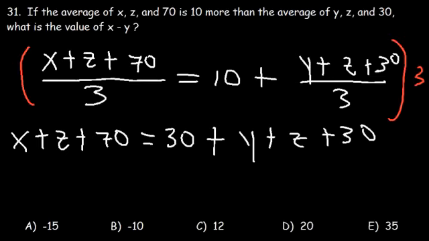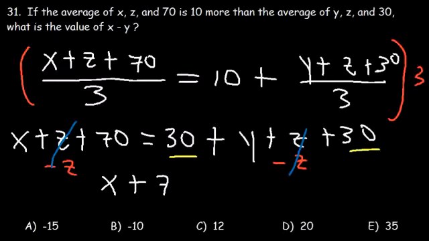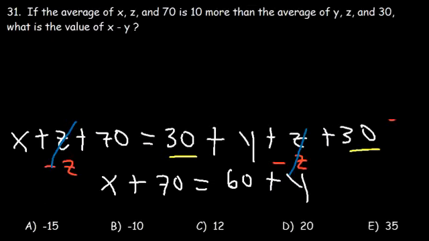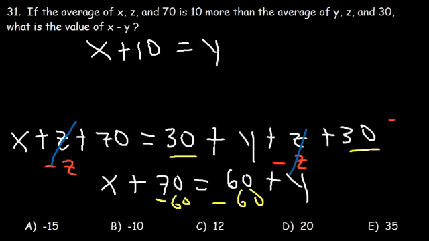So at this point, we can subtract both sides by z. So the z variables will cancel, and 30 plus 30 equals 60. So right now we have x plus 70 is equal to 60 plus y. So if we subtract both sides by 60, what we now have is x plus 10 is equal to y.